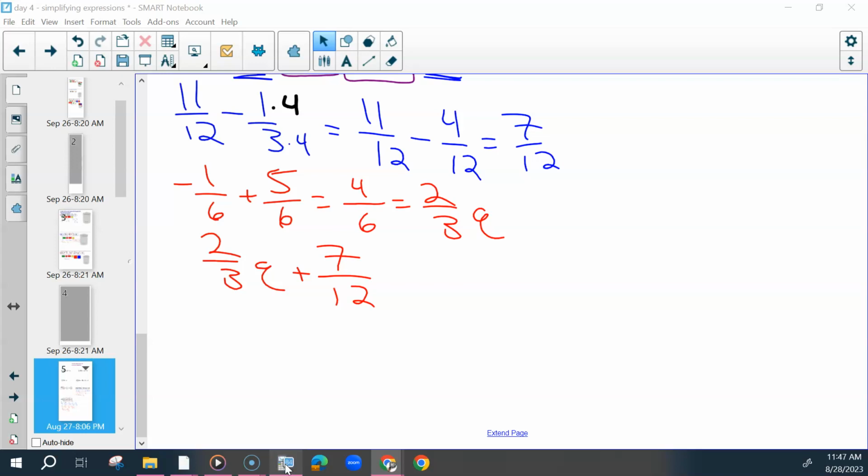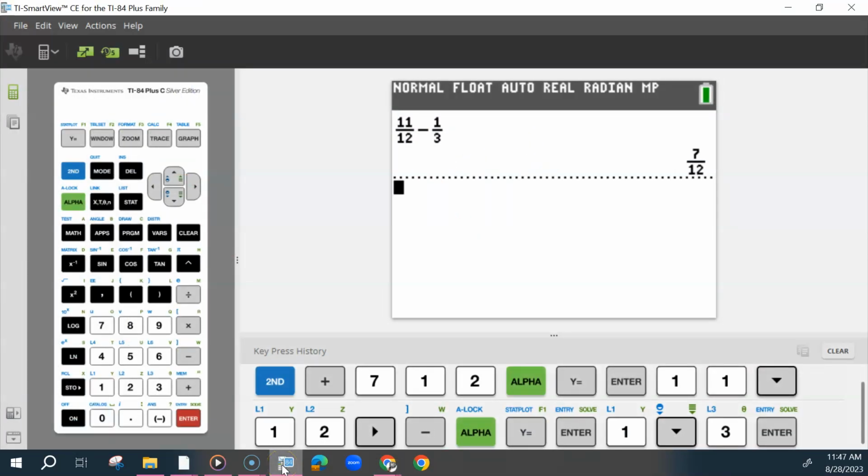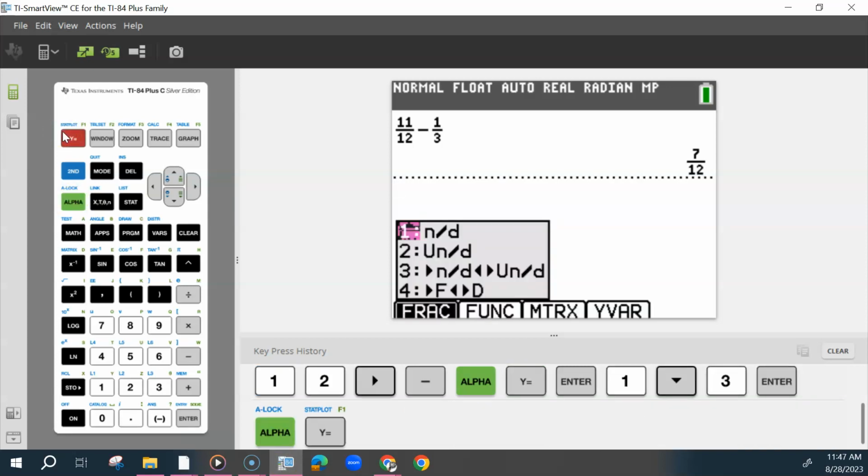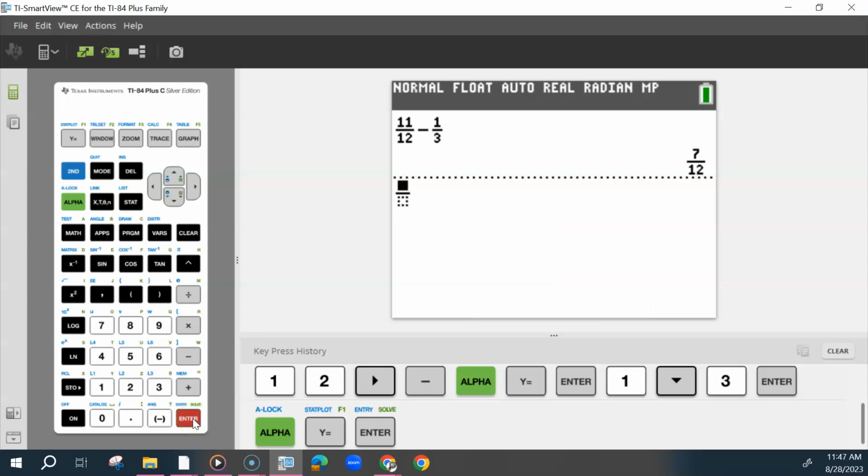Let's try one more so we get more practice. Let's do this one. Negative 1/6. So again, alpha y equals, 1 or enter. Now, you need a negative, so you want this button by enter, not your minus. Wait, do we hit enter to get that answer? 1 or enter, either or, doesn't matter. So negative, not minus, so negative by enter, then 1/6.